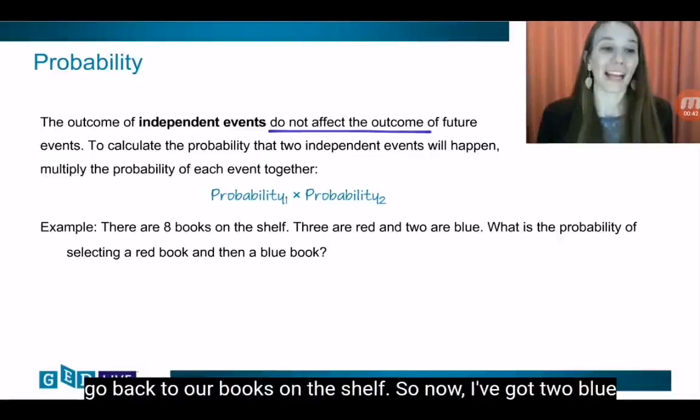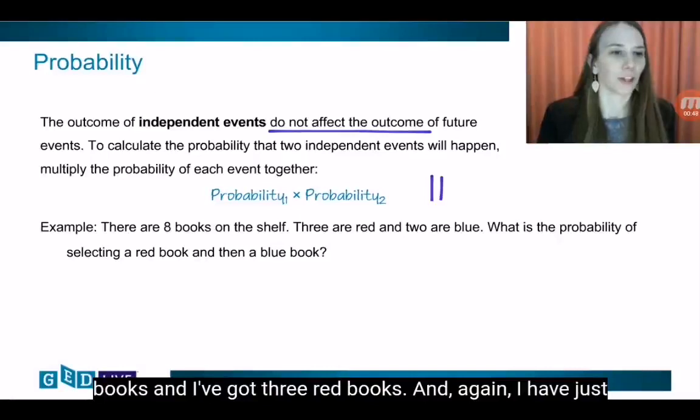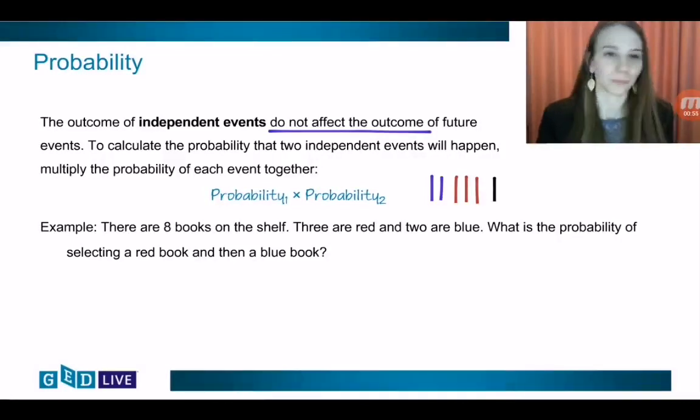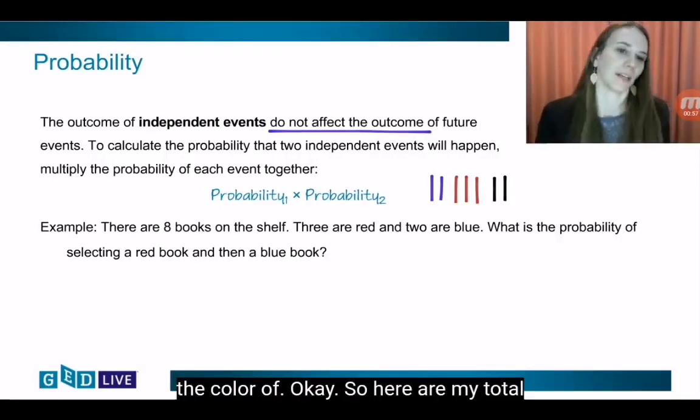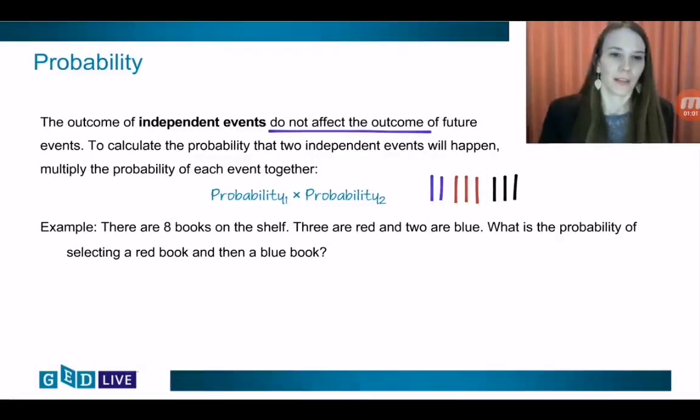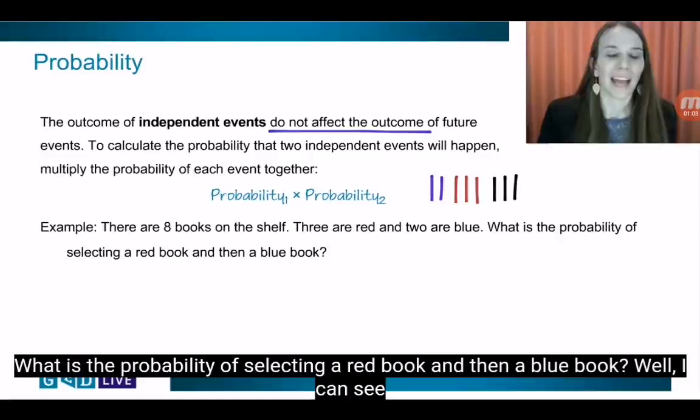So let's go back to our books on the shelf. So now I've got 2 blue books and I've got 3 red books. And again, I have just some other books that I don't know the color of. Okay, so here are my total number of books. What is the probability of selecting a red book and then a blue book?